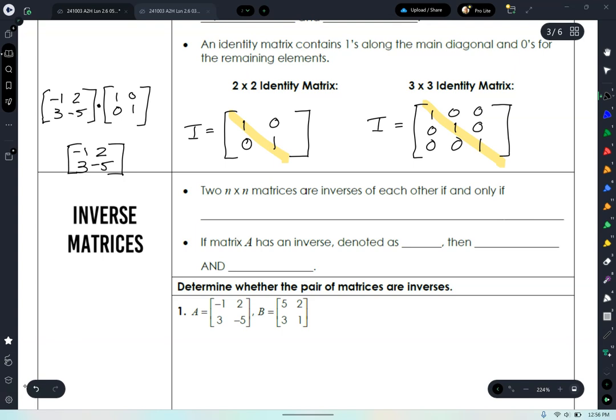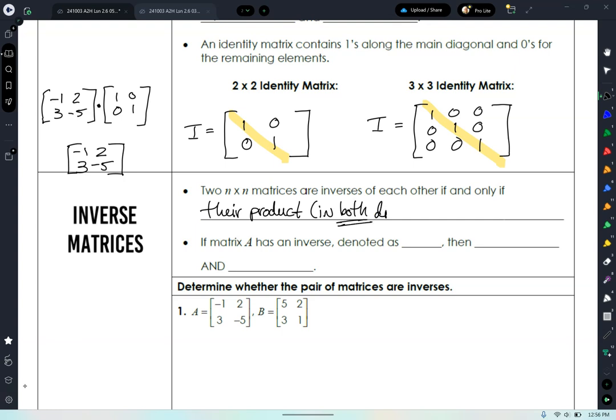Okay, so when 2 matrices are inverses of each other, their product, and this is really important right here, in both directions is the identity matrix. So we have to check it in both directions, okay? If matrix A has an inverse denoted as B, then A times B should result in the identity matrix, and B times A should also result in the identity matrix.